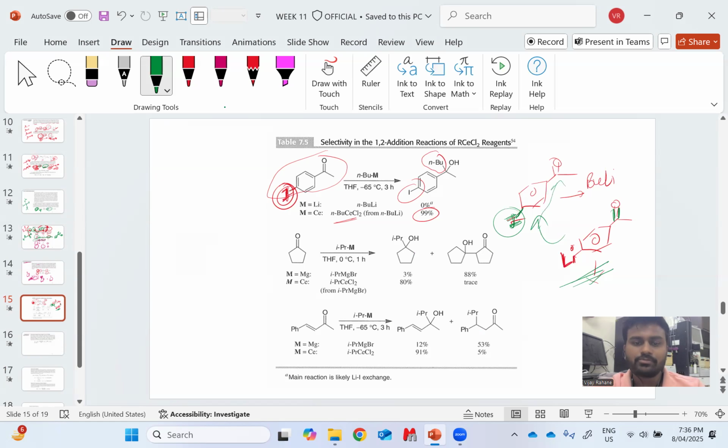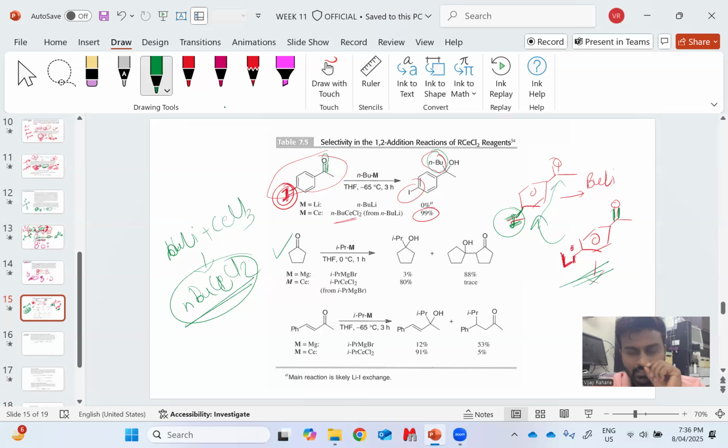But if you prepare this reagent from the butyl lithium, which is the n-BuCeCl2, and use this reagent on this compound, then it gives nearly 99% formation of the product, that is the alcohol, by nucleophilic attack on this carbonyl carbon. So you can see here some examples that I have mentioned.